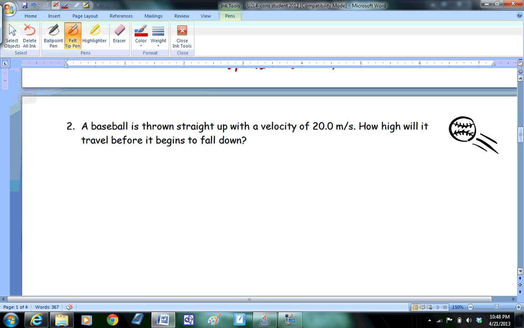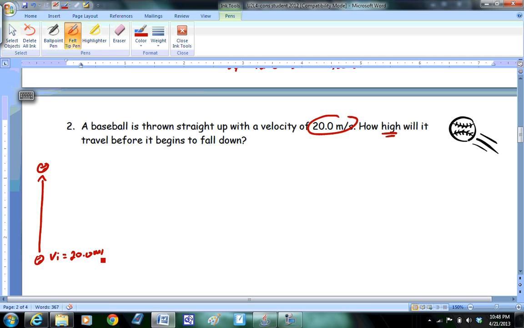So in this example, I've got a ball that's going to be going straight up with a velocity of 20 meters per second. I want to know how high it's going to go. So, little diagram. There's my baseball, and it's going to be thrown with an initial velocity of 20 meters per second. And I know it's going to have a velocity of 0 at maximum height. And I want to figure out what the maximum height is. And we're assuming that we're at ground level and we're throwing it.